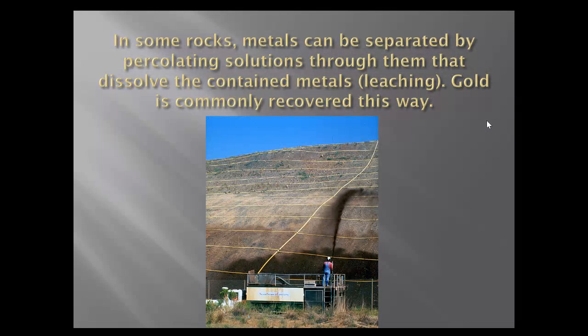There are some metals that can be separated by percolating liquid down. So they'll spray a liquid with chemicals in it, and that will dissolve the metals, and then it's called leaching when that liquid runs through the soil and carries away, in this case, the metals. So they do this a lot with gold.